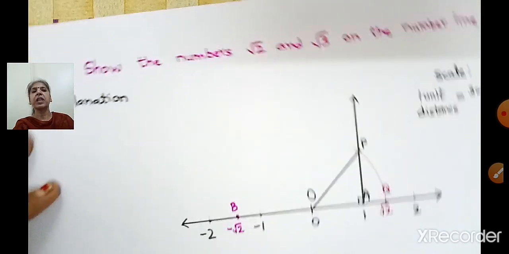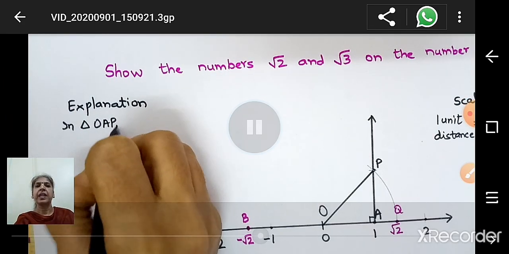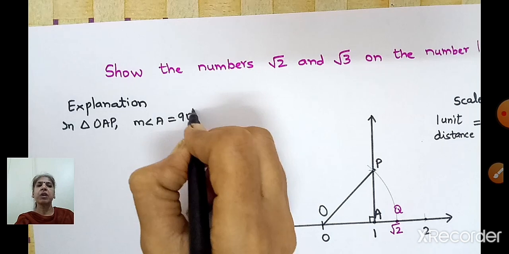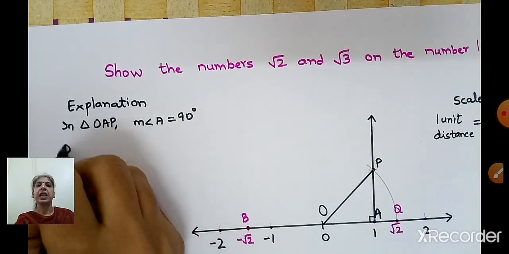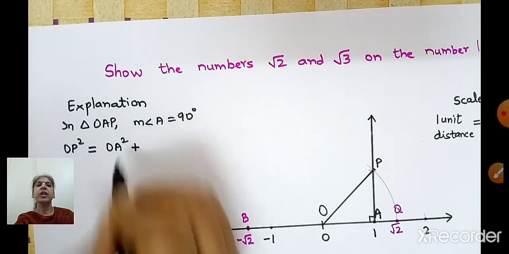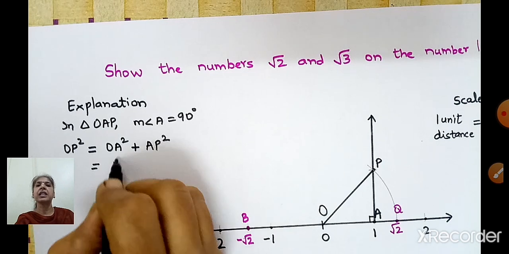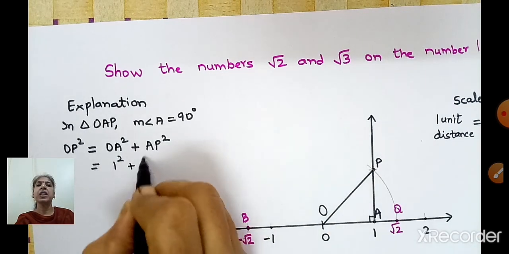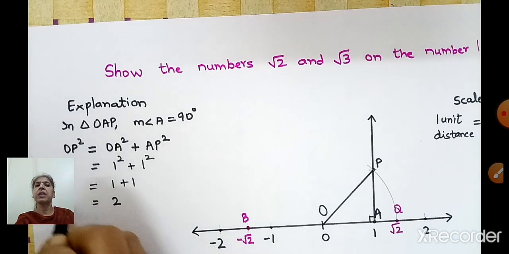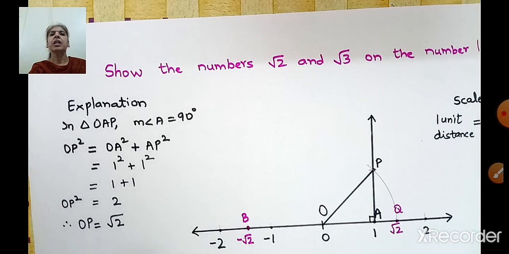Okay, now a triangle is formed. You can see OAP, a right angle triangle. Now we will see the explanation. In triangle OAP, angle A is 90 degrees. Now if A is 90 degrees, our hypotenuse is OP. So OP square is equal to OA square plus AP square. That is, hypotenuse square is equal to side 1 square plus side 2 square. Now OA is 1, AP is also 1. So 1 square plus 1 square. Square of 1 is 1. So 1 plus 1 is 2. Our OP square is 2.